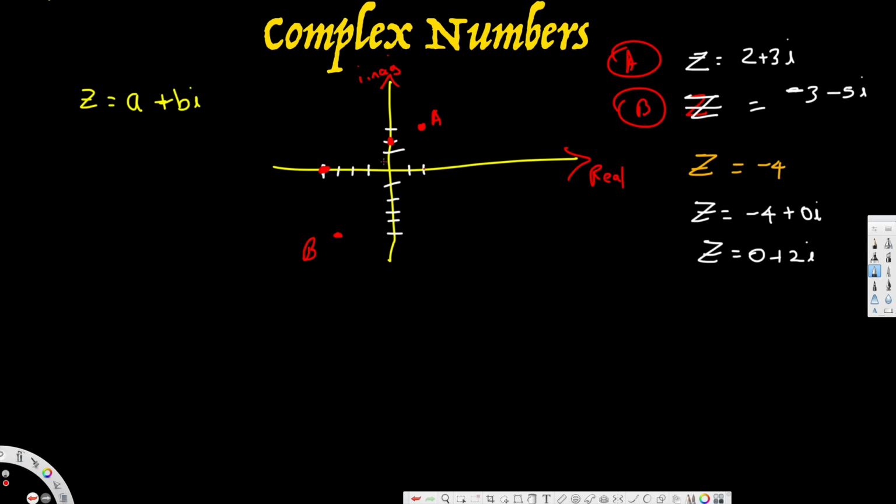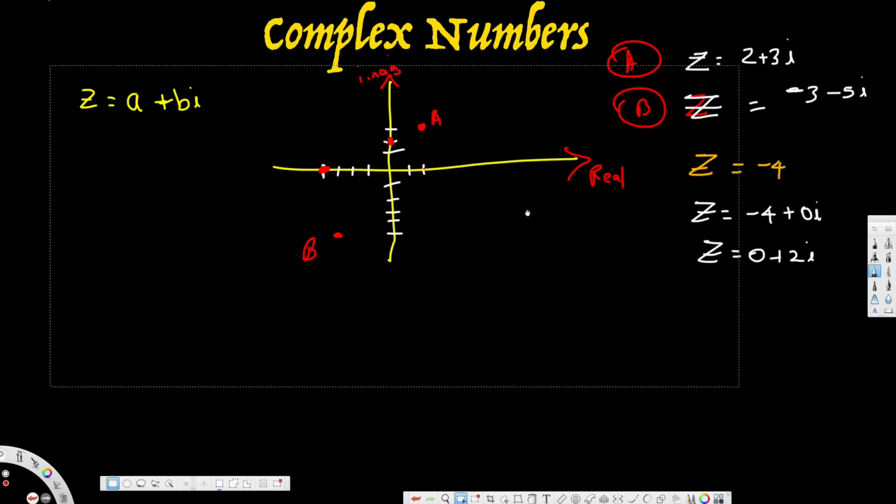Okay, now let's see how to find out the absolute value of a complex number. I'm going to erase all these things.